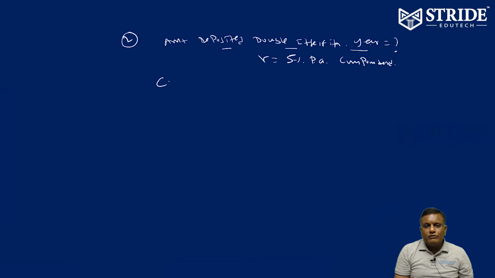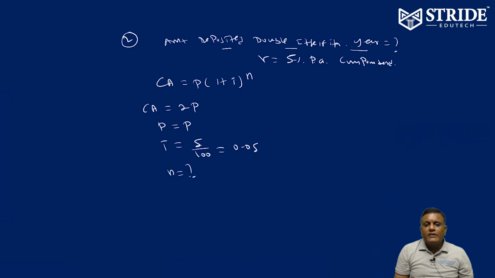So what is the compound amount formula? Principal into 1 plus r by 100, that is, 1 plus I whole power n. So compound amount here, double itself, which means 2P. Principal is equal to P. I is equal to rate of interest, that is 5 by 100, equivalent to 0.05. Then n is equal to number of years, question mark.